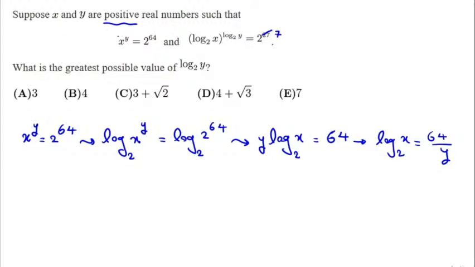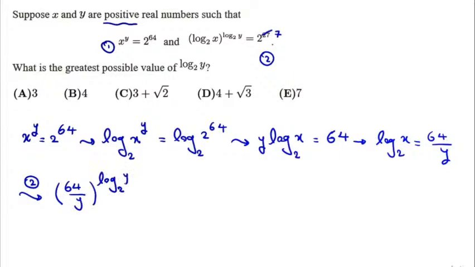Now, I replace in the second equation. So it is our first equation. It is our second equation. By using this and replacing in the second equation, 64 over y to the power of log 2 of y equals 2 to the 7.